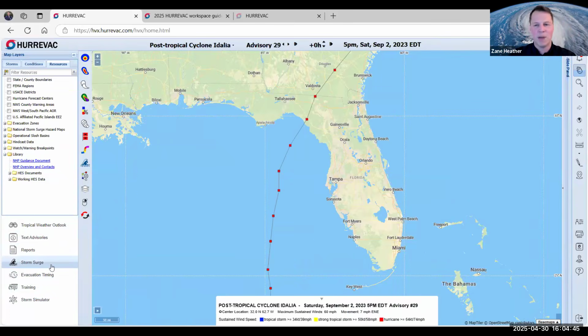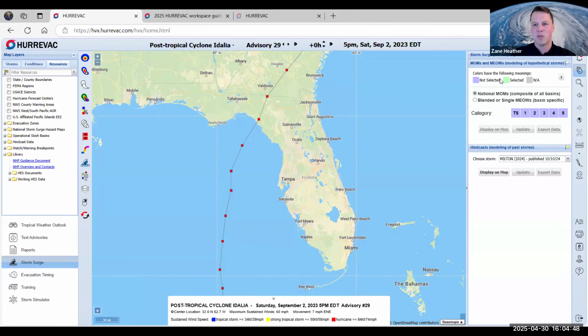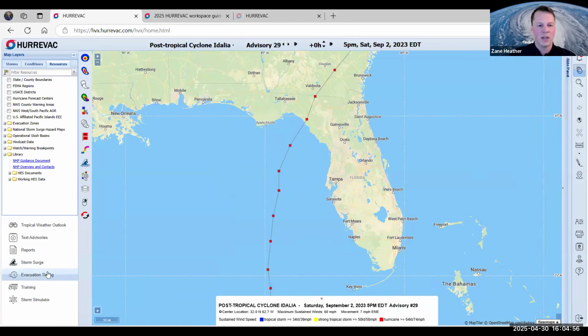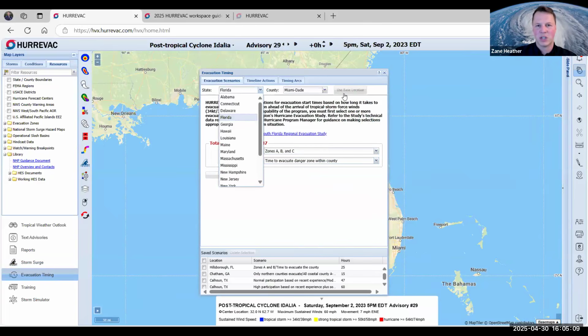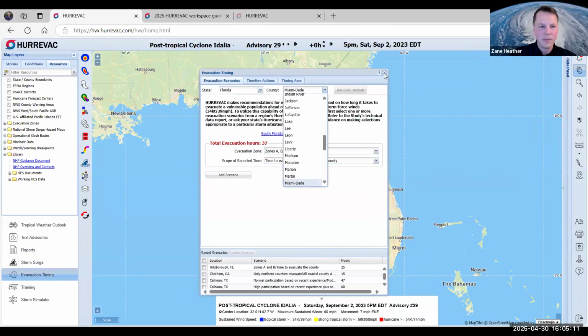You've got your storm surge tab right here, which is where you get that storm surge explorer or SLOSH explorer to get your MOMs and MEOWs. Again, they can be exported. Additionally, we've got the hindcast information here as well. You've got your evacuation timing tab, which is where you can find that evacuation scenario picker, which will give you your evacuation clearance times. So if we're just going to use this one in Florida as an example, and then you've got different jurisdictions, state and county here.